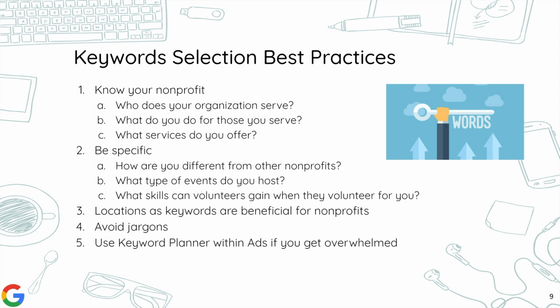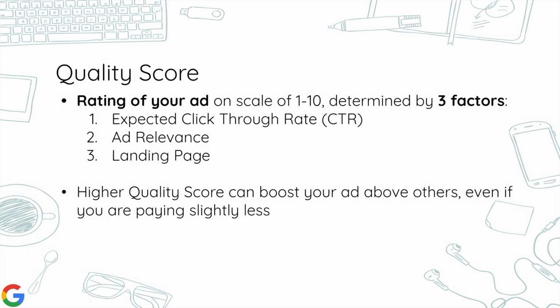I will now turn it over for discussion of quality score. Thanks. So your quality score is essentially a rating of your ad on a scale from 1 to 10 determined by 3 separate components. First of which being your expected click-through rate, which is how often your ad is actually clicked on. The second is your ad relevance, which is how close your keywords match your ad. Third is your landing page, which is the actual page that your ad leads to when it is clicked on. A higher quality score can boost your ad above others, even if you're paying slightly less.